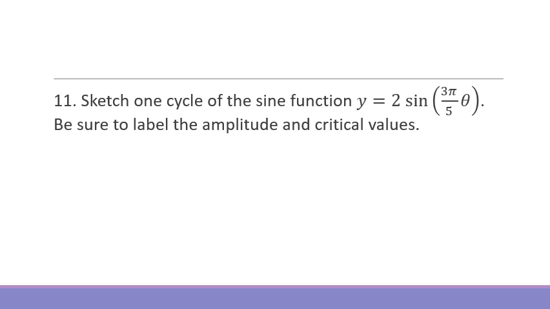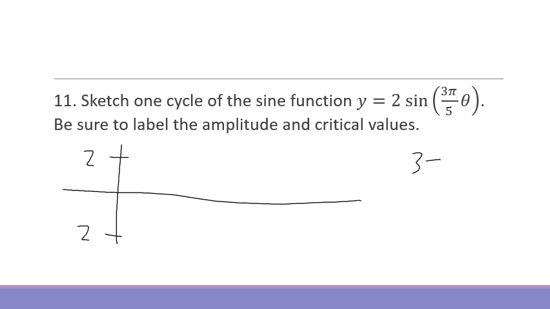And last problem. So sketch 1 cycle again. This says 2 sine, so our amplitude is 2. It's a positive 2, so it's going to go up first. What's our period going to be? So we have to do number of cycles.